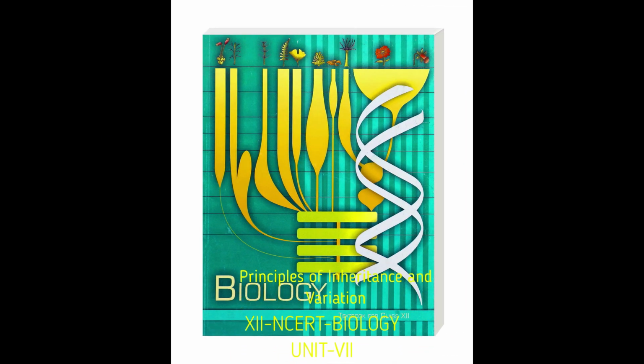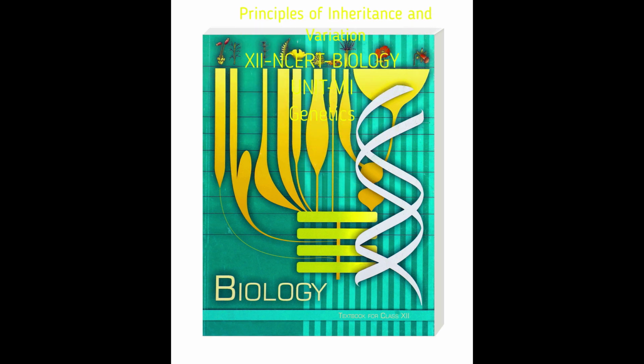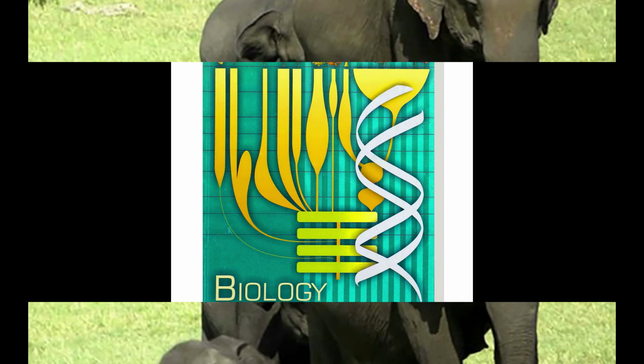Today I am going to explain the first chapter under the unit genetics of the biology syllabus prescribed by NCERT for the 12th standard. The name of the chapter is Principles of Inheritance and Variation.